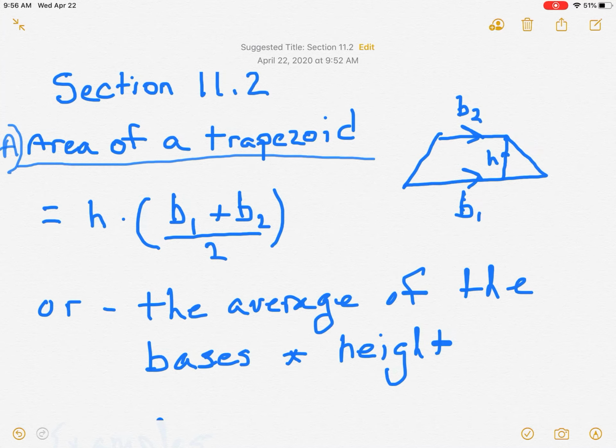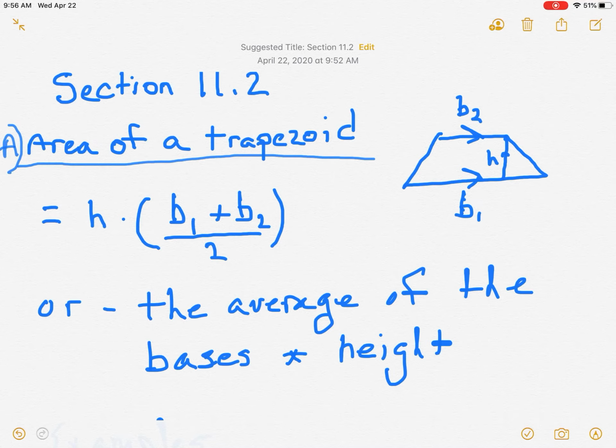Today we're going to first learn about the area of a trapezoid and then learn about the area of a rhombus/kite. The rhombi and the kite both have the same formula for area. So let's begin with the area of a trapezoid.